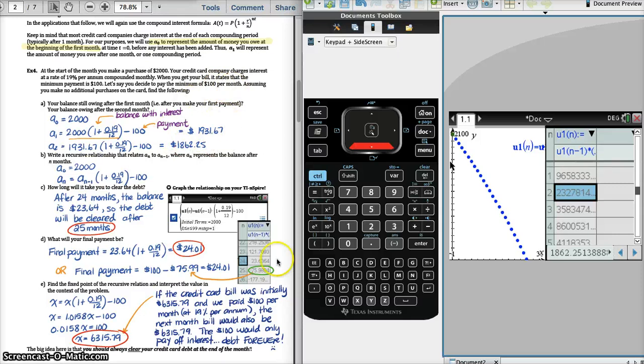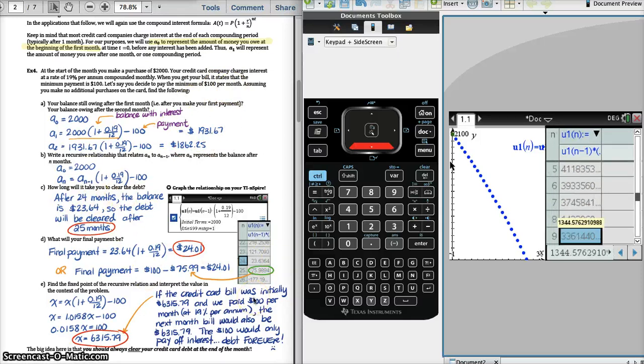It says, when will the credit card debt be paid off? So you have to scroll down until you come to your first negative value. My first negative value occurs on the 25th month. So on the 24th month, I still owed money. I still owed $23.63, or 64 cents if I round up. So on my 25th payment is when I finally pay it off. So that's why this is 25 months.